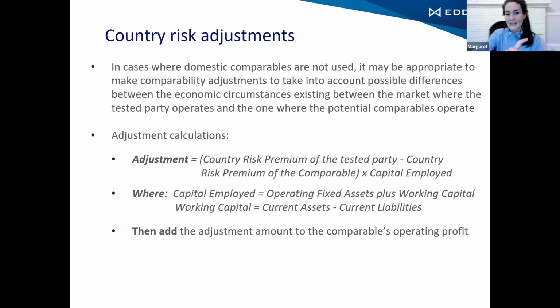And this is an adjustment that's really specific to the LATAM region. There's even a note about this in the Brazil regs, and these are the formulas taken from those regulations. The formulas are not bad really at all, probably the most straightforward of the adjustment formulas we've seen yet. But here the trick is coming up with the country risk premium for the country where your tested party is operating and the country where your comparable is operating.